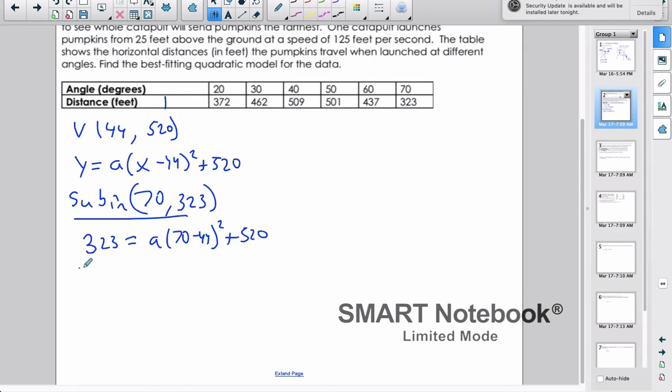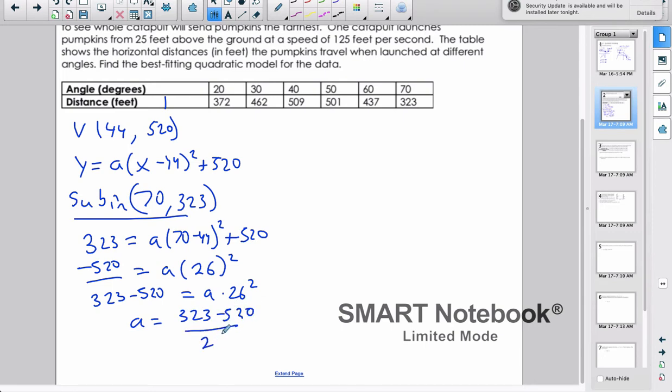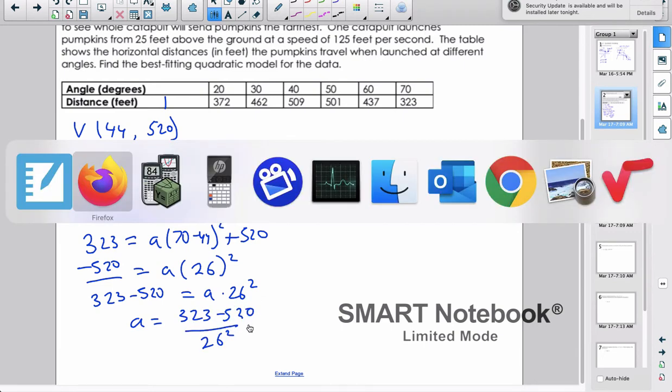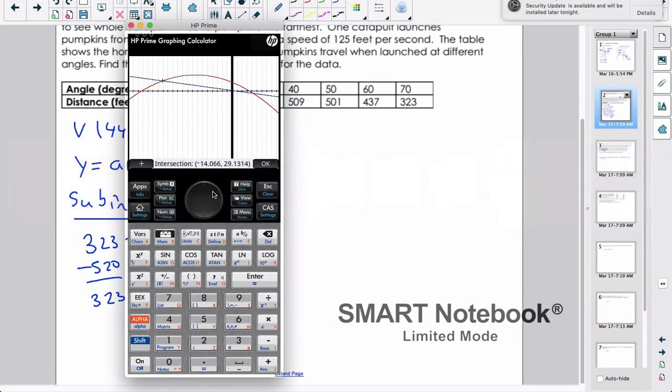So we're going to subtract 520 from both sides. That equals a times 26 squared. Let's write it out like this: 323 minus 520 equals a times 26 squared. So a equals 323 minus 520 over 26 squared, and we can just calculate that on our calculator.